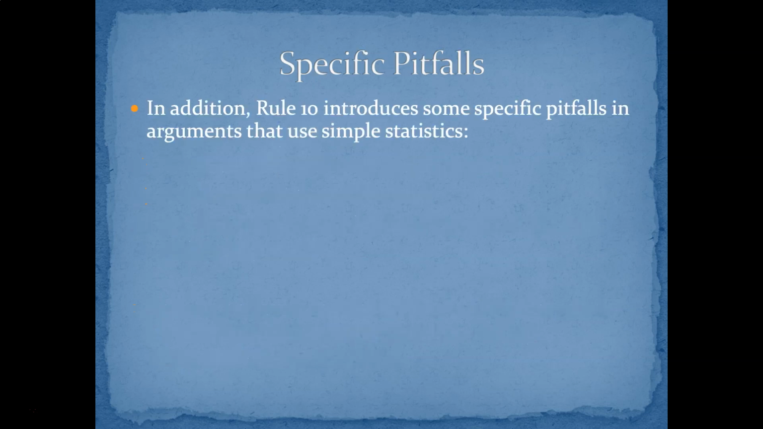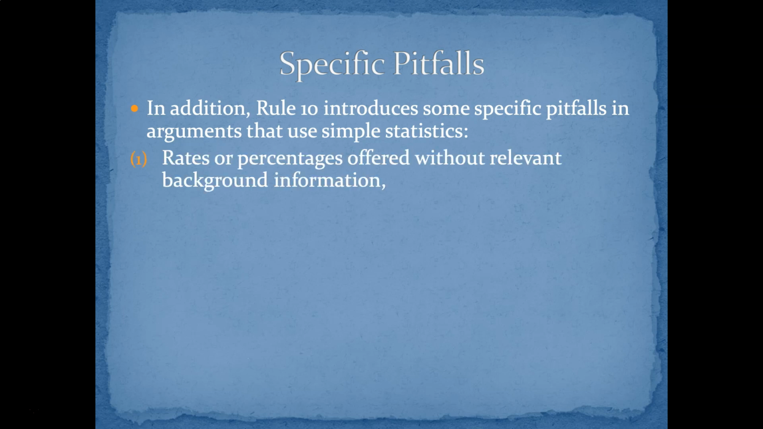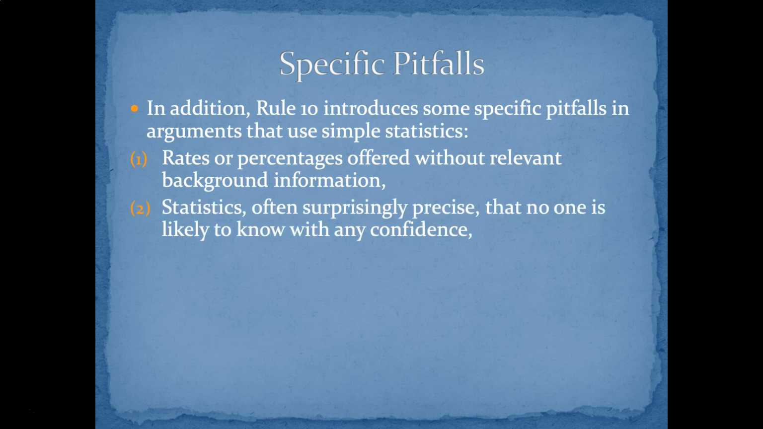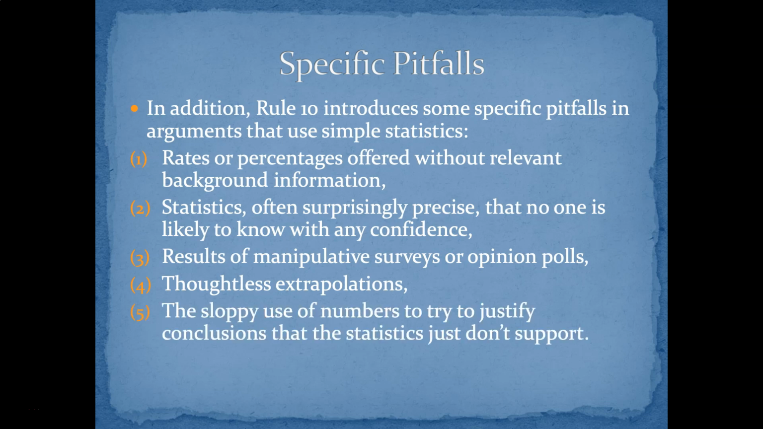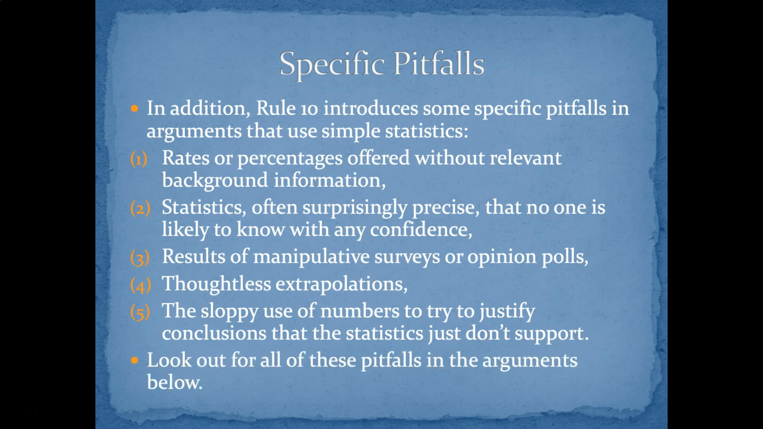In addition, Rule 10 introduces some specific pitfalls in arguments that use simple statistics. Rates or percentages offered without relevant background information. Statistics, often surprisingly precise, that no one's likely to know with any confidence. And results of manipulative surveys or opinion polls. Thoughtless extrapolations: the sloppy use of numbers to try to justify conclusions that the statistics just don't support. It's important to look out for all of these pitfalls in the arguments below.